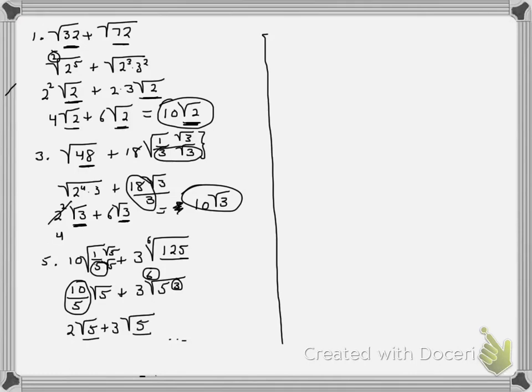Similar radicands, or similar radicals, and 2 plus 3 is 5. The square root of 5. Remember, we're not changing. Once we've identified them as similar radicals to add or subtract, you're not changing the radical. We'll do one more.